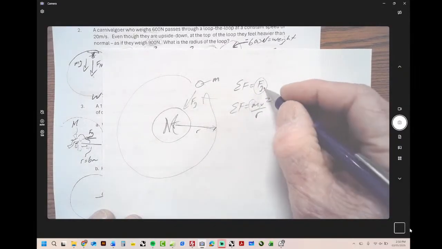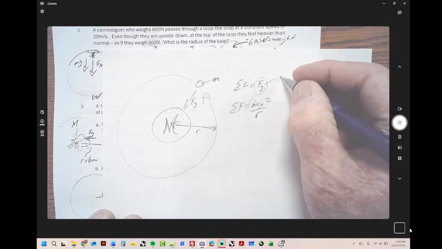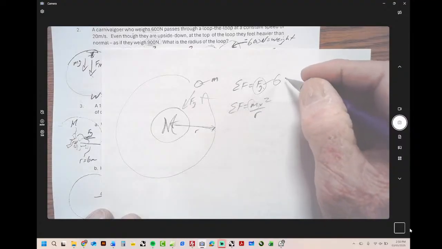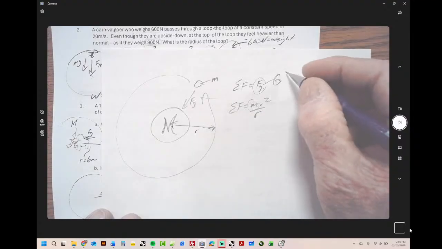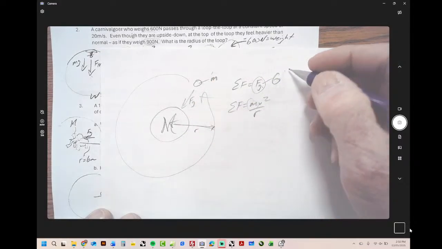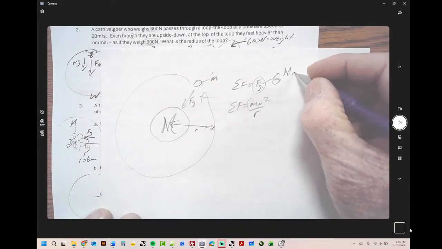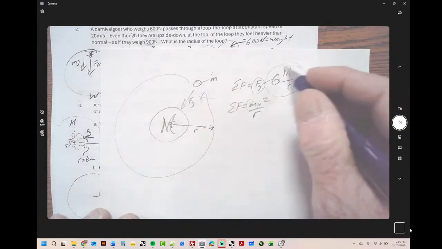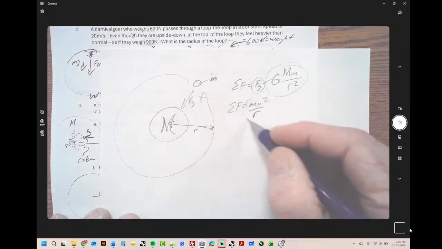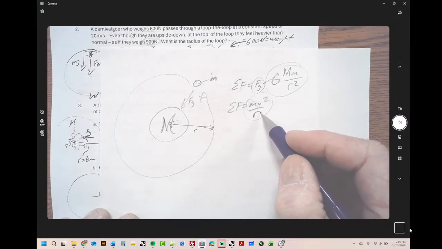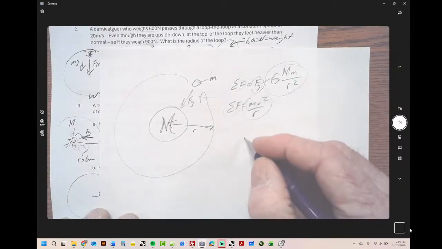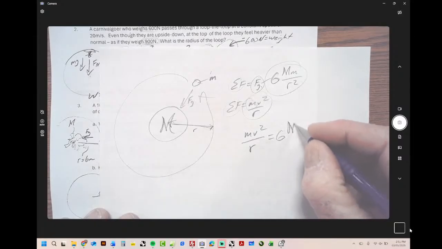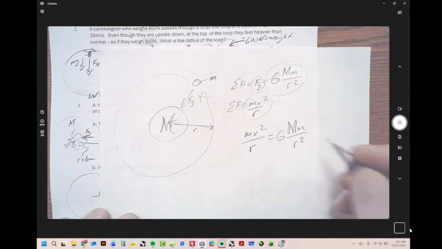So force of gravity, I can use Newton's law of gravitation to get an expression for that, which would be big G times the two masses multiplied by one another, so the big mass times the little mass over r squared. And so this is the force of gravity, which is the net force. This is centripetal force, which is the net force. So I just set these two equal. mv squared over r equals G times big M times m over r squared.